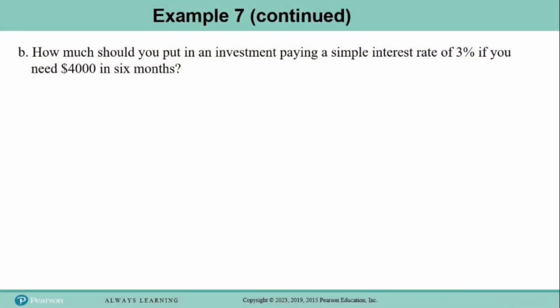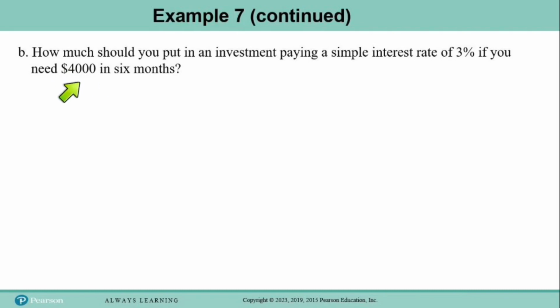Okay, now here's one for you to practice with. So this is part B of example 7. And it says, how much should you put in an investment paying a simple interest rate of 3% if you need $4,000 in 6 months? So this is very similar to part A. If you'd like to pause the video and try it on your own, go ahead and do that. And now I will go through it with you.